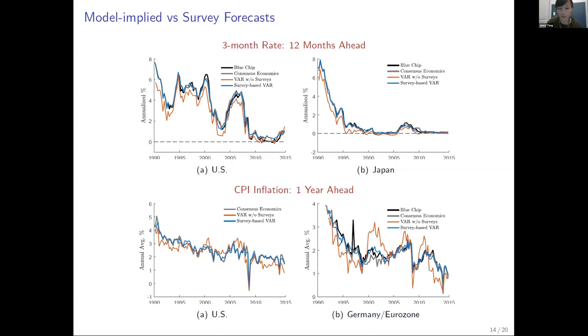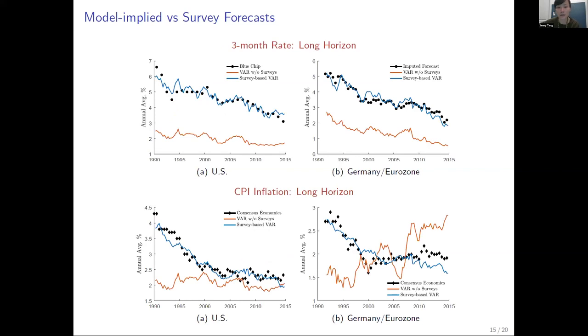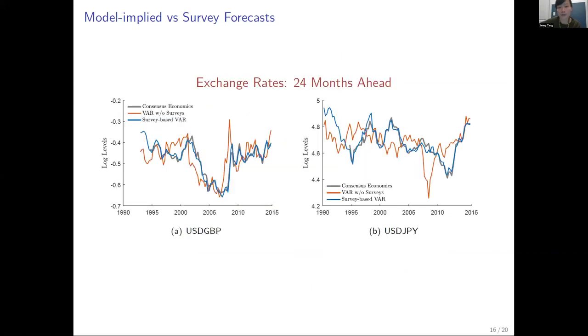Where it really makes a big difference is when you're looking at longer horizon expectations of both the nominal rate and inflation. And here you see that the VAR without surveys, in the red line, is really just not fitting the level or the trend in these long-term expectations correctly. But adding the additional criterion of fitting survey data to the estimation of our VAR produces fairly good in-sample fits. We're also able to fit survey exchange rate forecasts quite well.